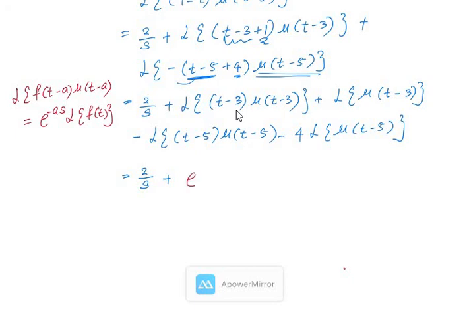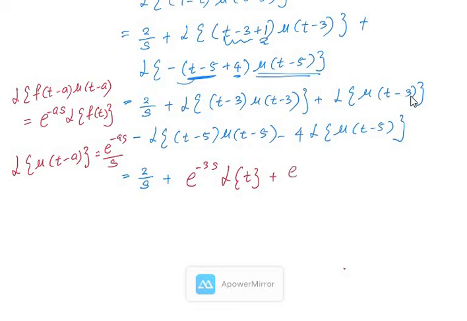So we have e to the power of negative 3s times the Laplace transform of t, plus this part, which is the Laplace transform of the unit step function, the Laplace transform of u(t minus a). We can get e to the power of negative as over s. So therefore, here the a is 3.